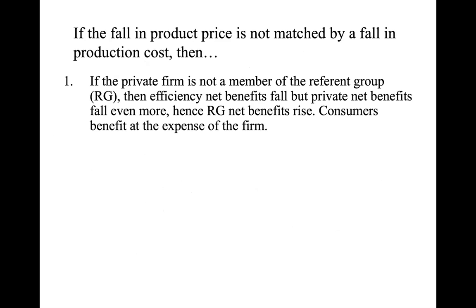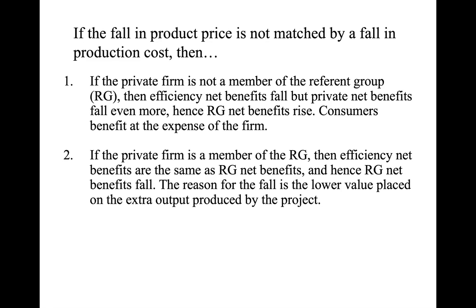So if the fall in the product price is not matched by a fall in production costs, then we have this situation. If the private firm is not a member of the referent group, then the efficiency net benefits fall, but the private net benefits fall even more. So the referent group net benefits then rise. So the consumers benefit at the expense of the firm, but we're happy in the referent group because the winners were on our side. The consumers are on our side, so we're happy. At the efficiency level, it is a bit of an issue, but for the referent group, we're happier because our net benefits go up. So in that case, we really have a bit of an efficiency problem, but the referent group is happy.